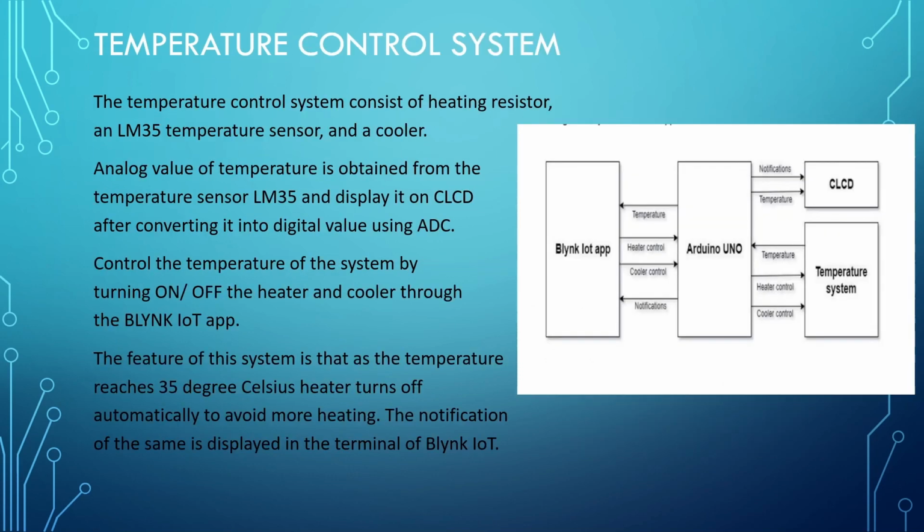Now let us see temperature control system. The temperature control system consists of heating resistor, an LM35 temperature sensor and a cooler. Analog value of temperature is obtained from the temperature sensor LM35 and displayed on CLCD after converting it into digital value using ADC. Control the temperature of the system by turning on or off the heater and cooler through the Blink IoT application. The feature of this system is that as the temperature reaches 35 degrees Celsius, the heater turns off automatically to avoid more heating. The notification of the same is displayed in the terminal of Blink IoT. The image here shows diagrammatic representation of how temperature control system works.